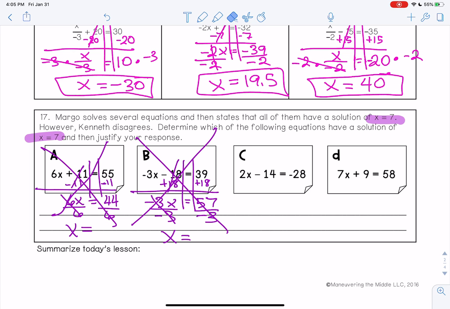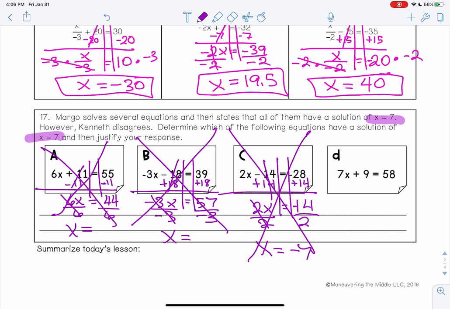Okay? For C, I'm going to draw my river. And I have a minus 14, so I'm going to add 14 to both sides. They cancel out, and I get 2x equals 14, a negative 14. We're going to divide by 2. You're going to get x equals negative 7. Now, you might think, oh my God, C actually works. But it doesn't, because Margot says that they all have a solution of positive 7. And we got a solution of negative 7. So C does not work too.